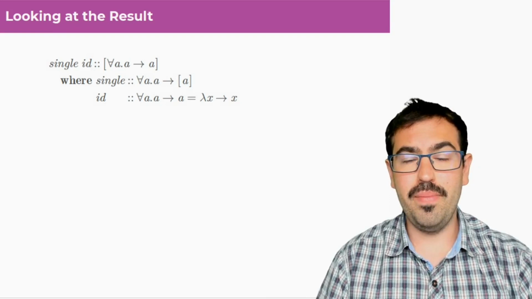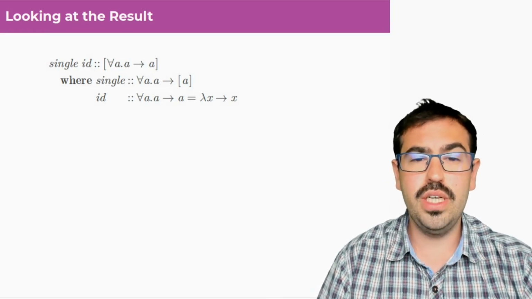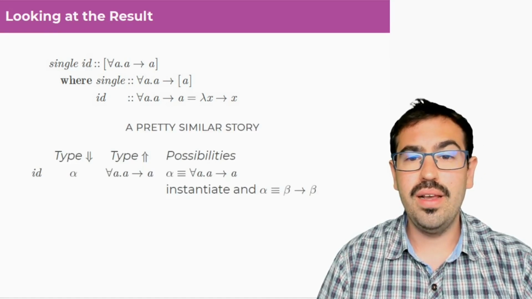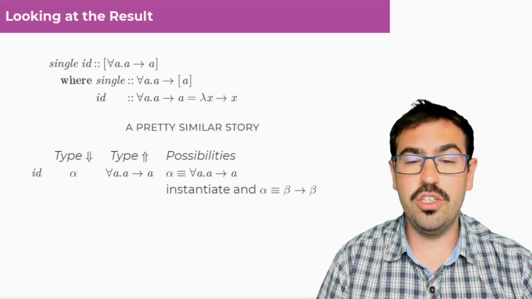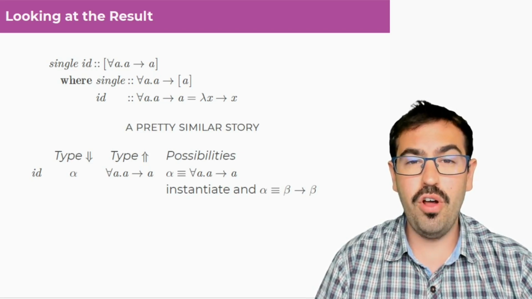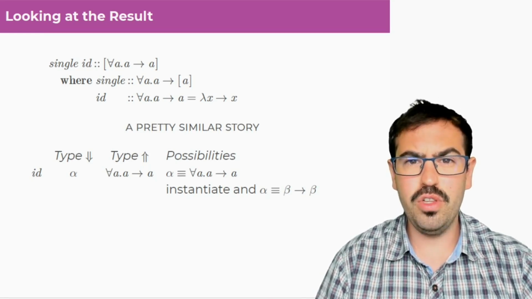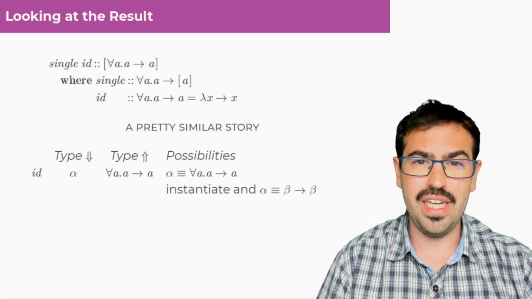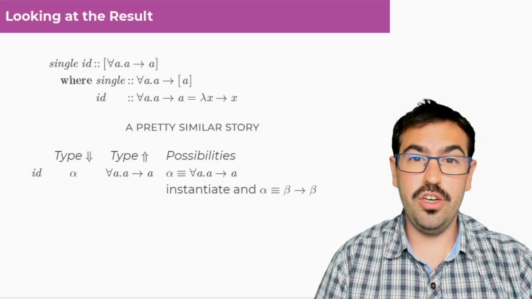We can also get some other information into account. Imagine, for example, we have this call to single ID. Well, we have a pretty similar story with the arguments. The type of ID is going to be alpha when we push it, and then we have a ∀a. a → a. So we have two choices here again. We can make alpha equal to ∀a. a → a, or we could instantiate. So Quick Look gives you no information here.